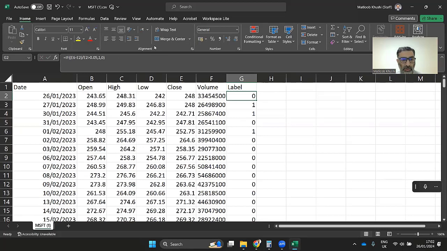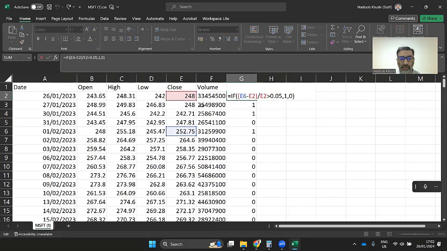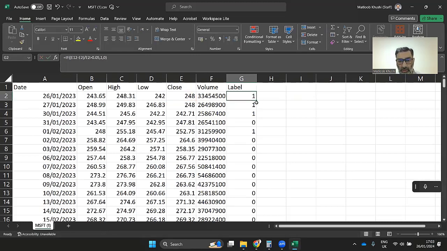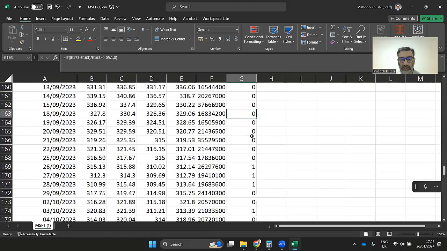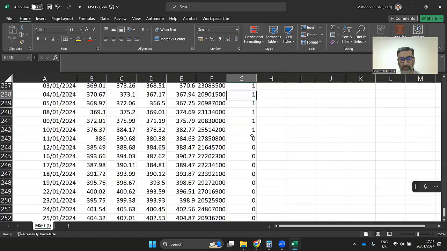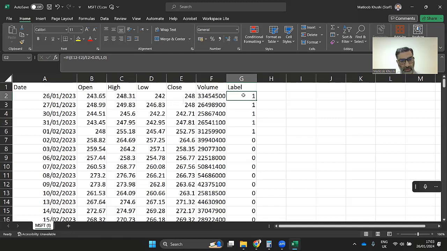Another thing you can do is, rather than predicting 5 days ahead, predict 2 weeks ahead. Instead of this E6, which is 4 days ahead, let's go 10 days ahead: 1, 2, 3, 4, 5, 6, 7, 8, 9, 10, and this one is E12. So let's go E12 minus E2 divided by E2. If it's greater than 0.05, we have a label 1. Otherwise it's 0. Now we have some ones and some zeros. You can count them. Your data is going to be imbalanced. That's fine.